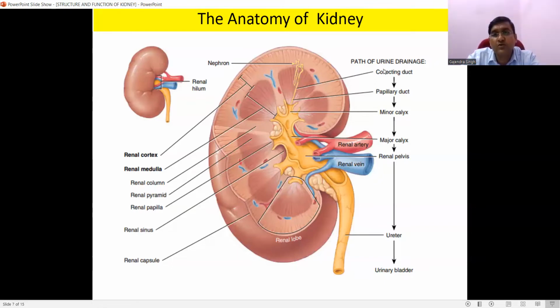So the path of urine drainage is from the nephron to the papillary duct, then to the minor calyx, then the major calyx, and then it comes into the large cavity, that is the renal pelvis, and from the pelvis it enters into the ureter, and then it goes and temporary storage occurs in the urinary bladder. So these are the main regions or the internal anatomy of the kidney.